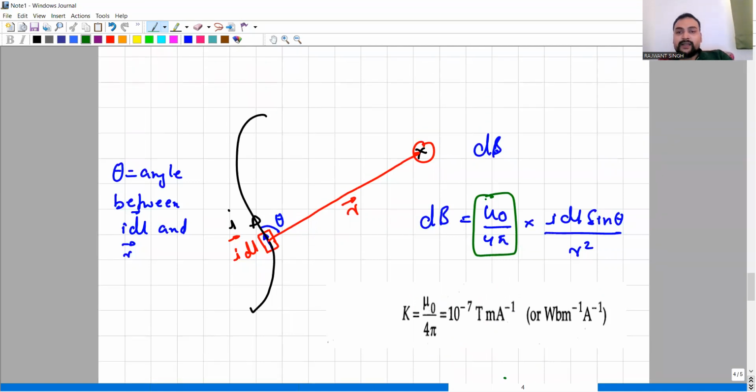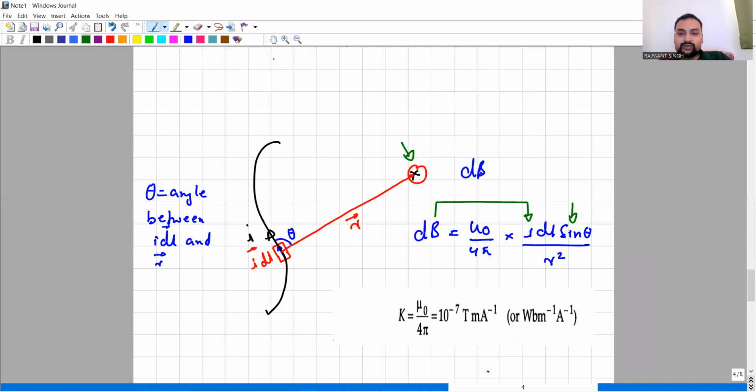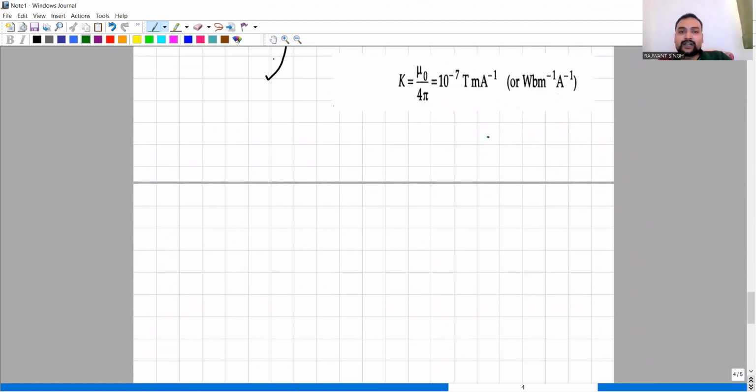Then dB is proportional to the magnitude of the current. That means the magnetic field here will be proportional to this current. The stronger the current, the more will be the magnetic field. Very simple. Then dB is also proportional to sine theta. Now sine theta, what does it mean?